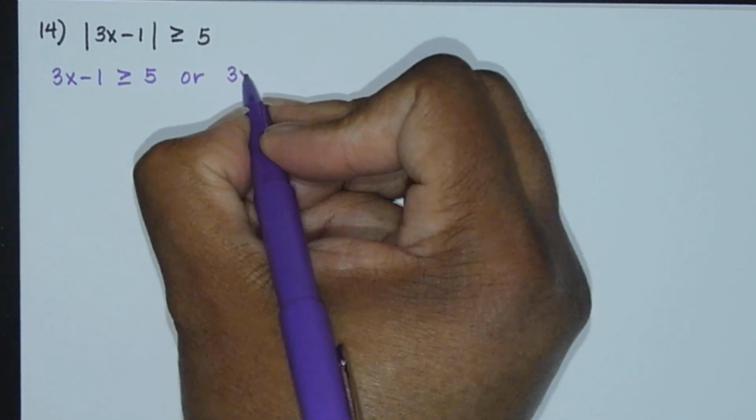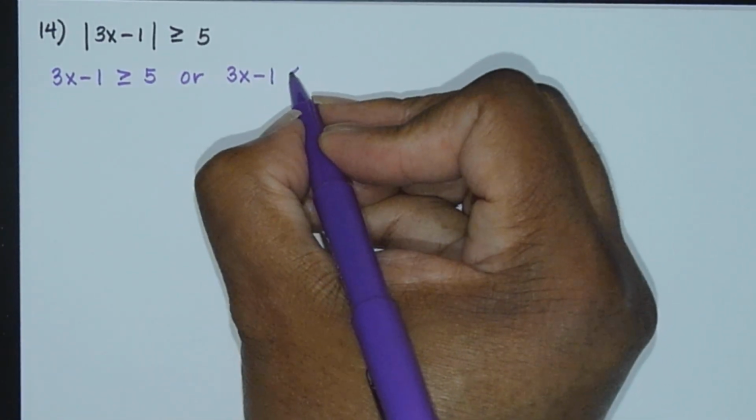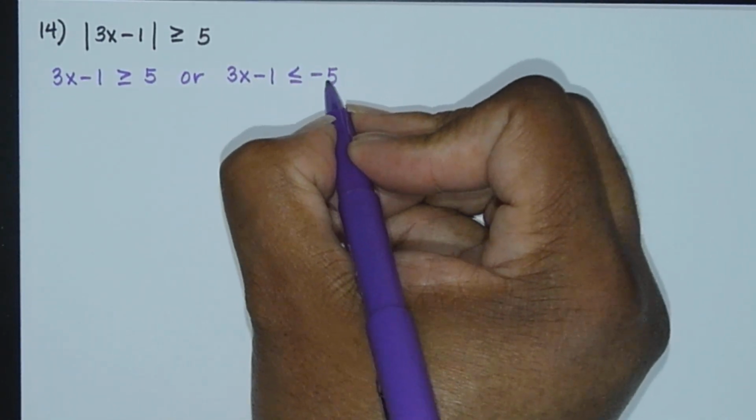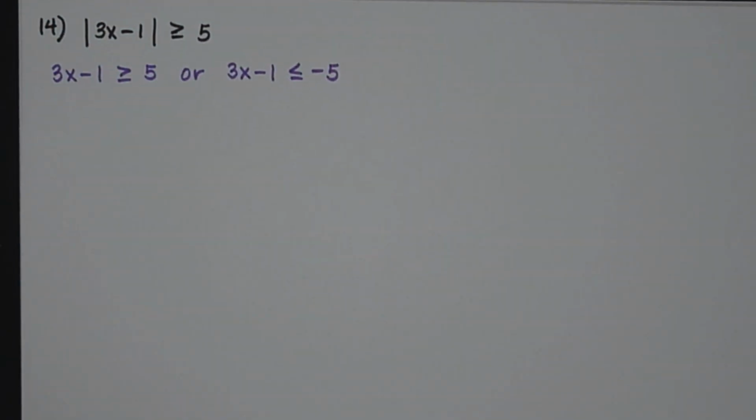One of them would be this: 3x minus 1 is greater than or equal to 5. Or, for the second one, 3x minus 1 is less than or equal to negative 5. That second inequality, you switch your inequality symbol to the other direction, and change the sign of your constant term from positive to negative.